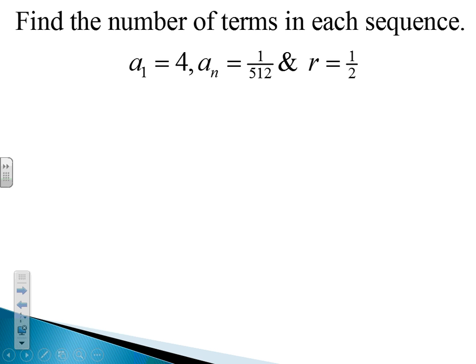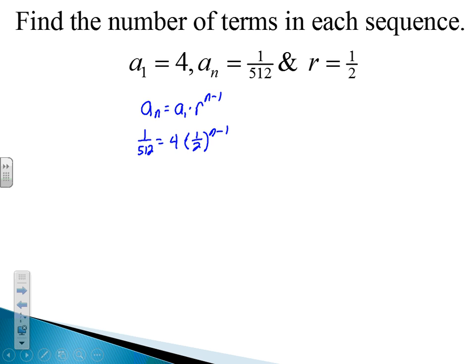So here, find the number of terms. We want to solve for n. Now this one is not a big deal as far as trying to get a common base. Let me demonstrate what we're going to do here. a sub n is equal to a sub 1 times the common ratio to the n minus 1 power. Now, we can substitute the values that they've given us. So a sub n is 1 over 512, a sub 1 is 4, and the common ratio is 1/2 to the n minus 1 power.